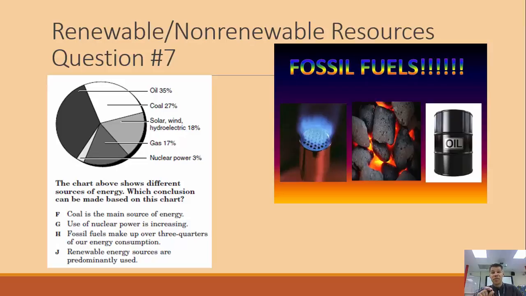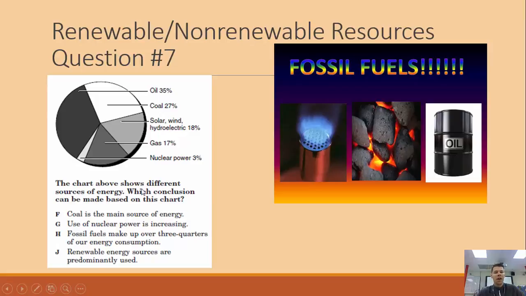This is a math question. It requires a little bit of science knowledge, but it's basically a simple math question. Look at our pie chart, which we know must add up to 100%. We see our fossil fuels: oil, 35%, coal, 27%, and natural gas, 17%. We see a little nuclear power, 3%, and then our renewable energy here, all of it combined, 18%.